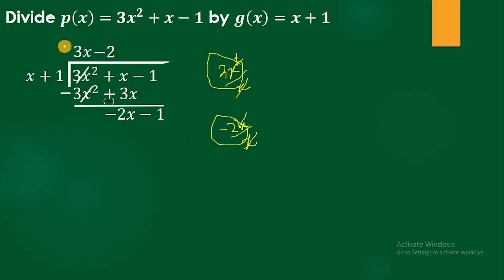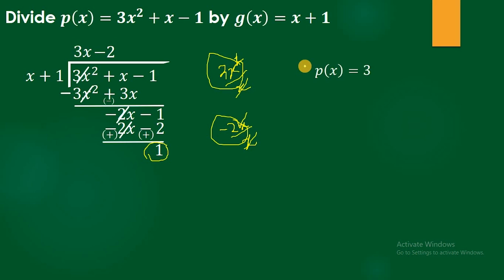Now this minus 2 will multiply with both the terms in the divisor. That is minus 2 into x plus 1 is minus 2x minus 2. So when you subtract it, both the signs will change. So here the like terms with different signs will get cancelled, become 0. And minus 1 plus 2 is 1. Now here you get the remainder 1. Now we cannot further divide it. So we get remainder 1, quotient 3x minus 2.